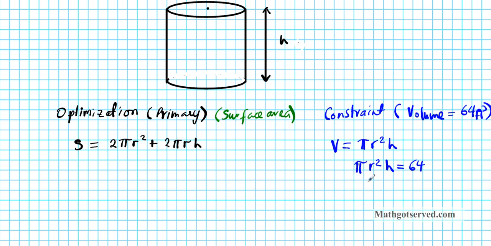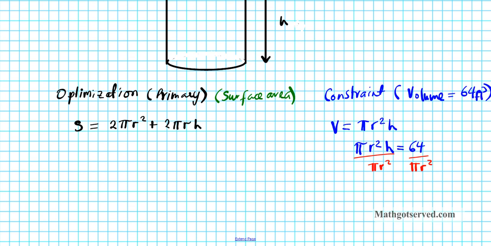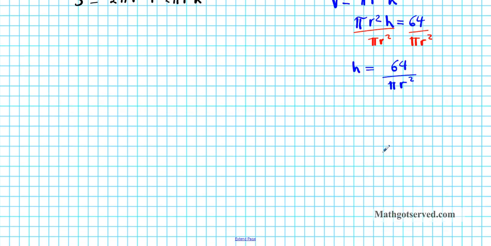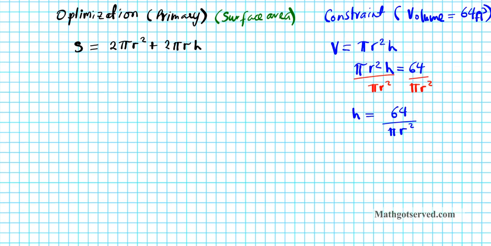Now, if we wanted to isolate a variable here for substitution in part 2, which is the easiest variable to isolate? If I wanted to isolate r, I'll have a radical and a denominator. It won't look too pretty. But how about we isolate h? To isolate h, we just divide both sides by pi r squared. And then we have h equals 64 over pi r squared. So this is a constraint function with one variable isolated.